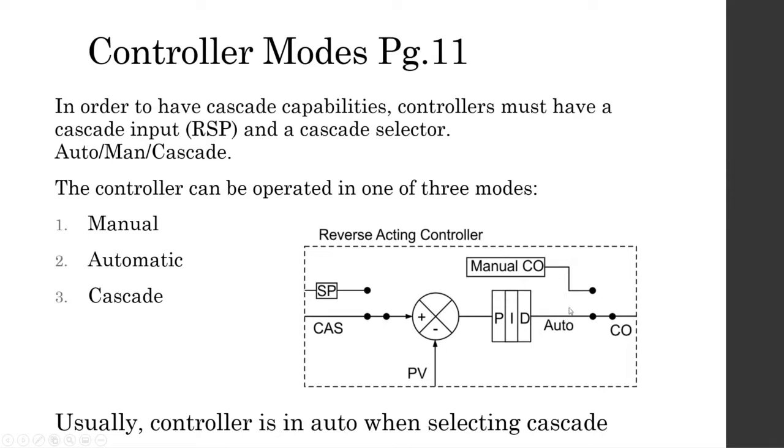So we have manual and auto over here in our block diagram where we normally run. And then here we have cascade and regular set point switch. So if we were running a normal mode, this switch would be made to our set point and we would be controlling it. The operator would control it by changing its set point. When we switch it over to cascade, this link gets made. We're now receiving our signal from somewhere else. And this switch also makes at the same time, and it goes into auto, and that allows a cascade function to work. So usually the controller is in auto also when we're selecting cascade.